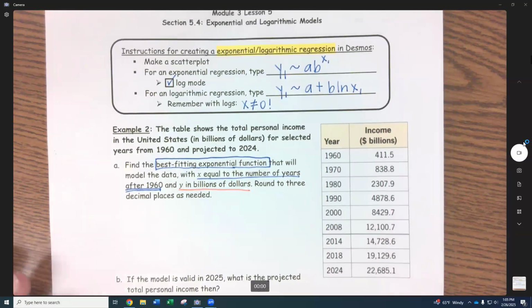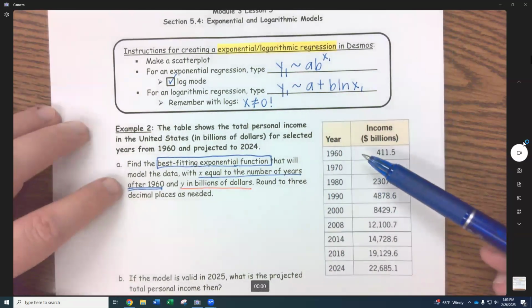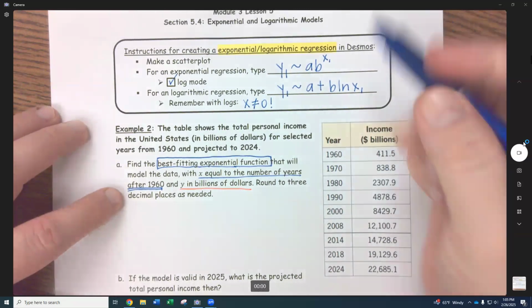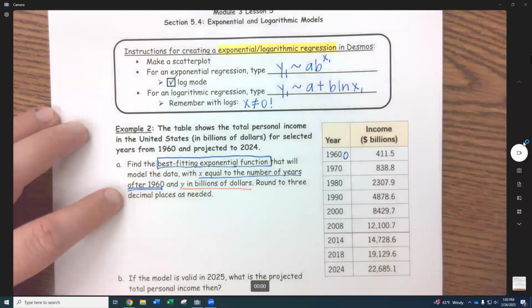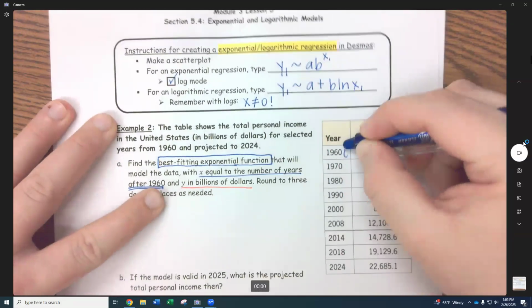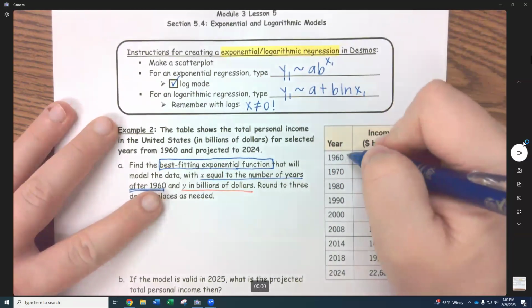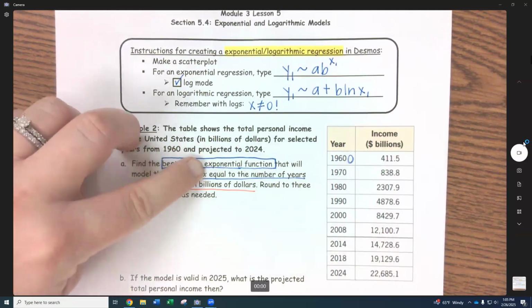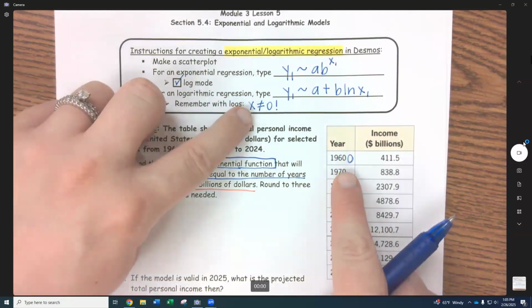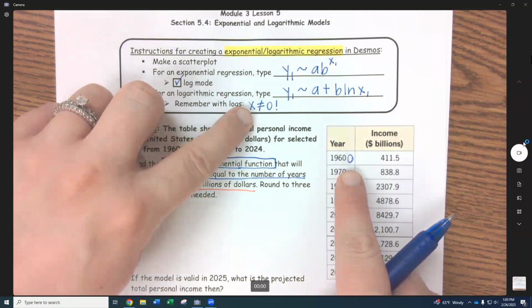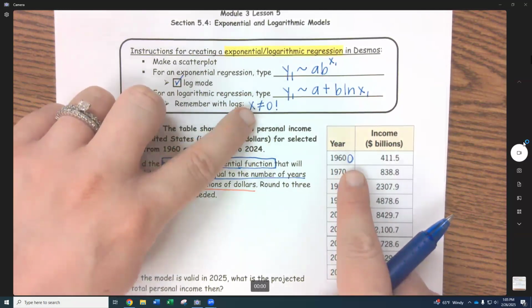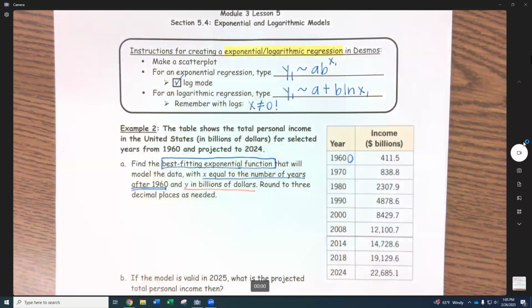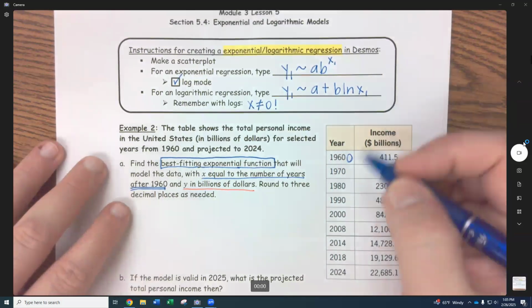So if my x is equal to 1960, then this right here needs to start at 0. And so this is what I mean. Be careful. If this said best fitting log, I would actually not want that 0, because logs can't equal 0. So you're going to have a question like that where you have to take away that input of 0 to make that log work. So keep that in mind.